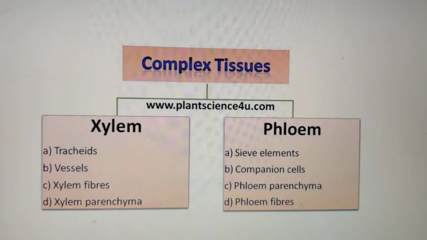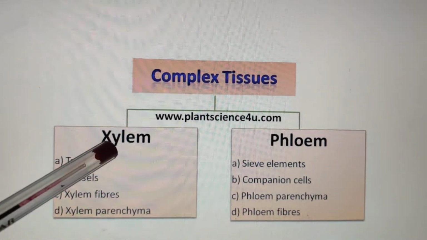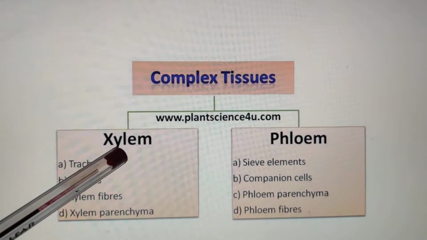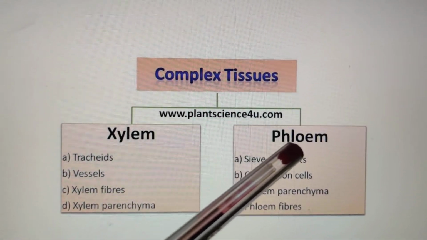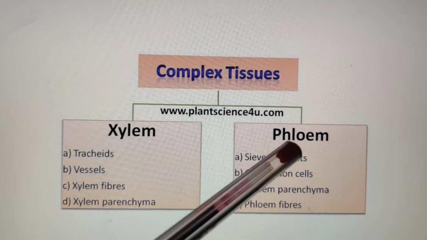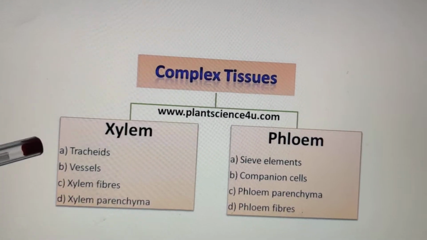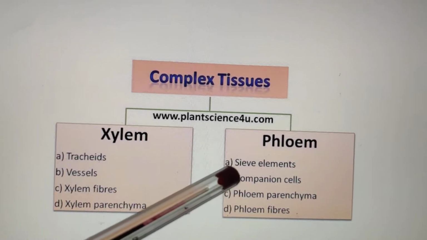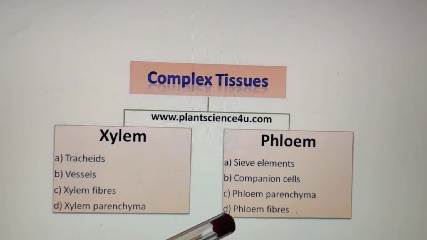Now we will see the components of this complex tissue. The vascular bundles are of two types, xylem and phloem. Xylem helps in transportation of water from roots and minerals, and phloem helps in transportation of food materials, which is synthesized during photosynthesis on the surface of leaves. Xylem has the following components: tracheids, vessels, xylem fibers, and xylem parenchyma. Phloem has sieve elements, companion cells, phloem parenchyma, and phloem fibers.